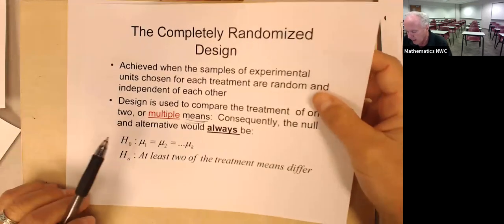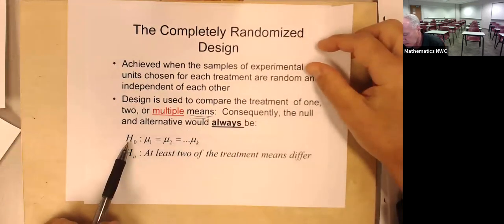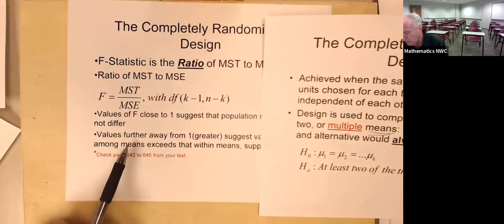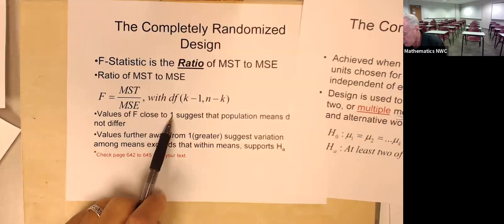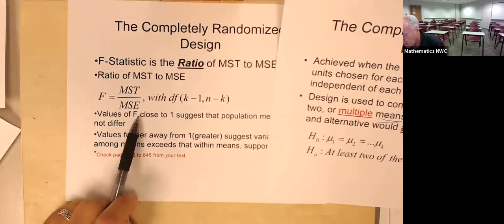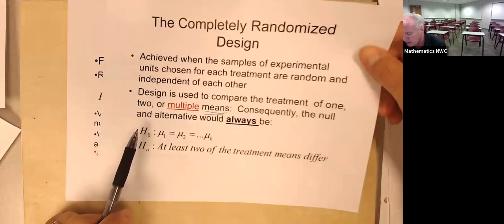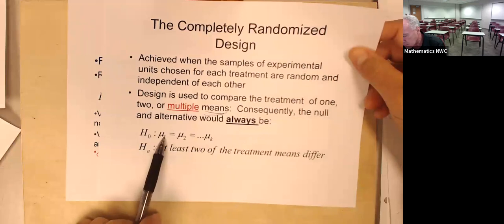Do you remember that I said if we have 3 or more means, this is always my null and my alternative? Well, that means if my F value is close to 1, we're saying they do not differ. Another way of saying that, if F is close to 1, I have insufficient evidence, and I have to continue to assume they're all equal.